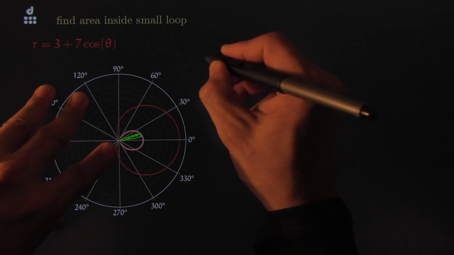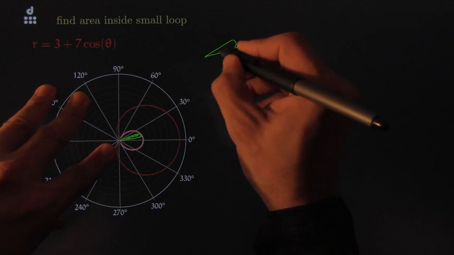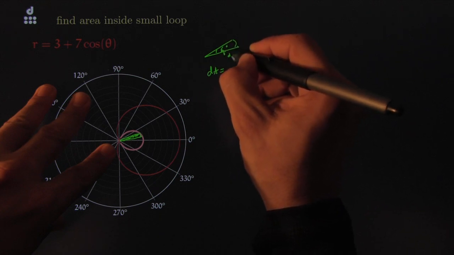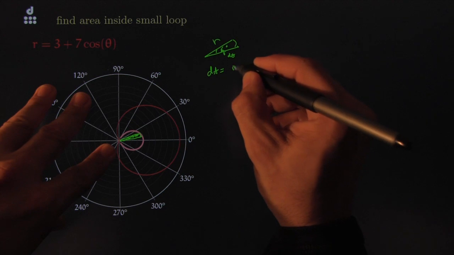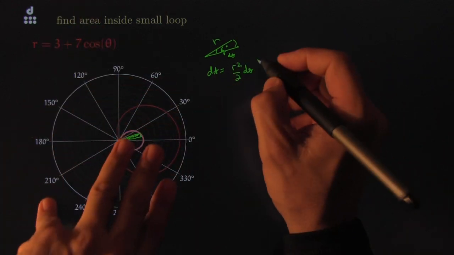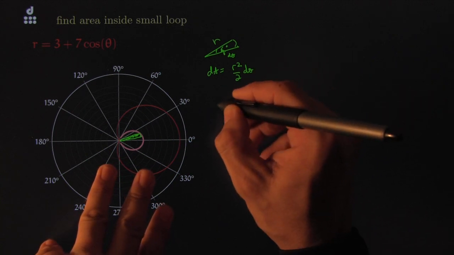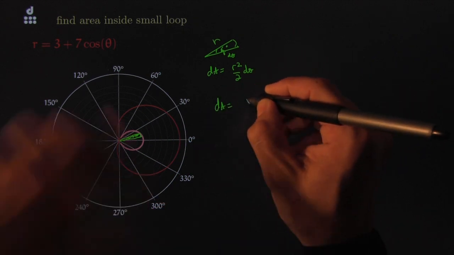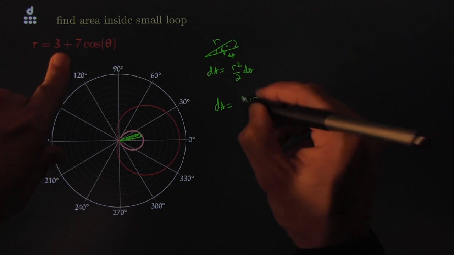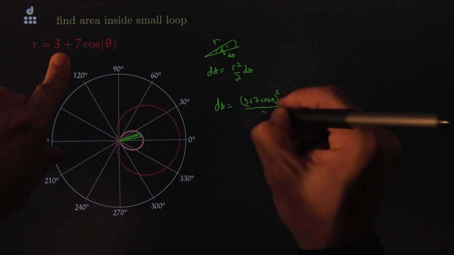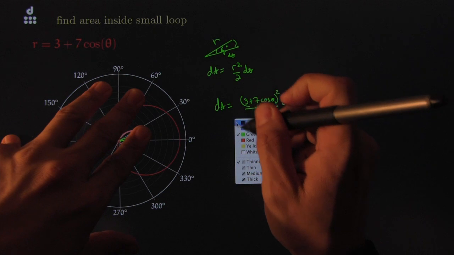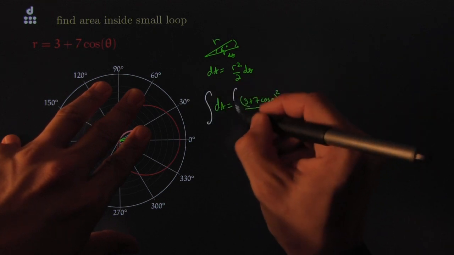Now we agreed last time that every one of these sectors would have area equal to, if this is d theta, this tiny little angle, and this is r, r squared over 2 d theta. And we explained why in the previous example. So therefore, in this case, the small little area is equal to r squared, that would be (3 plus 7 times cosine theta) squared all over 2 times d theta. And what we'd like to do is add all of these up.